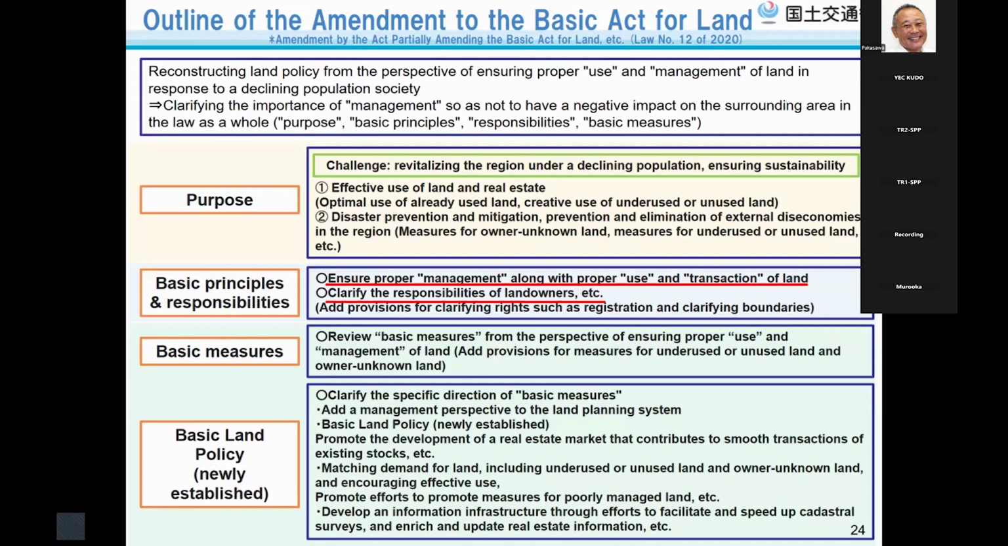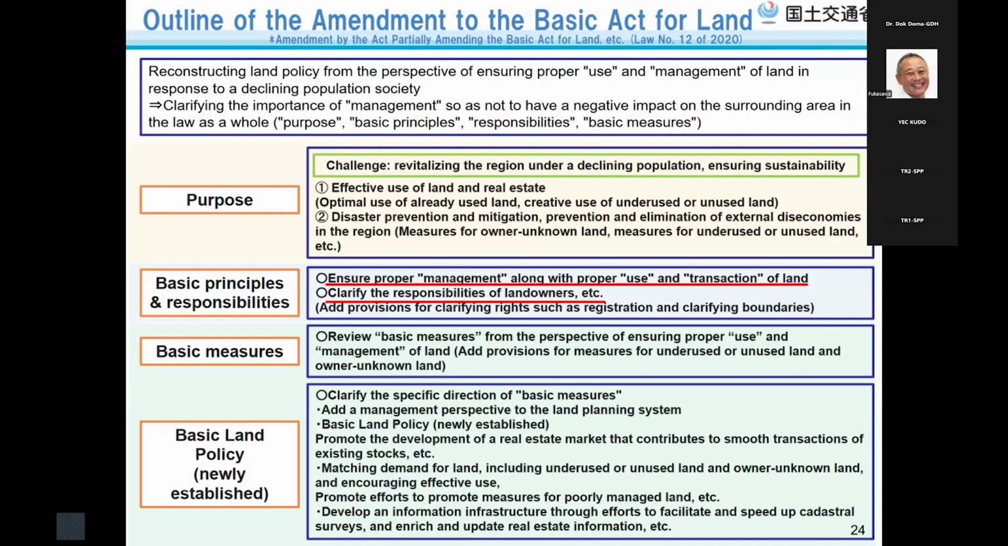If you look at the purpose, number 2, disaster prevention and mitigation, prevention and elimination of external diseconomies in the region. It shows measures for land with unknown owners, measures for land with poor management, etc. In the crux, when a house becomes vacant, it is an obstacle when a disaster occurs. Also, arsonists could set it on fire, and so it is important that the owner appropriately manage the vacant lots. And so we have ensured that homeowners are held accountable. In the case where it is not very clear who the owner of the property is, we need to clarify the boundaries of the land in order to ascertain who the actual owners of these vacant lands are.